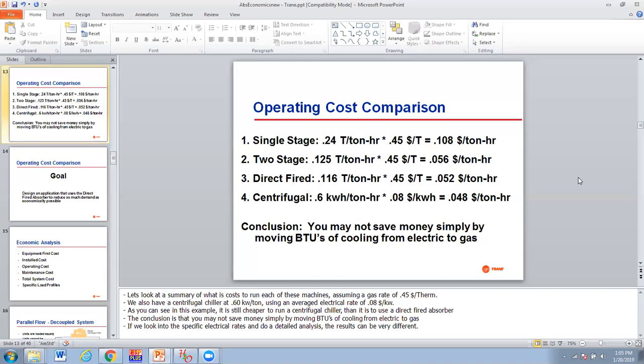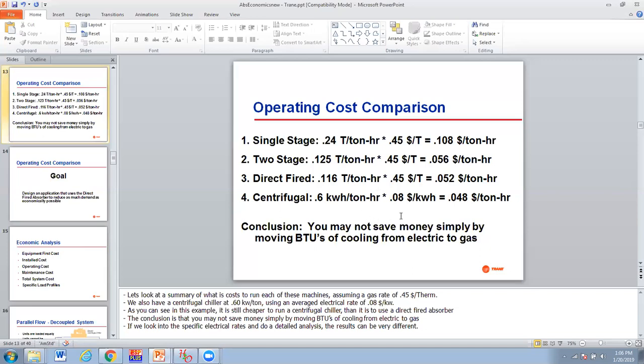If we recall, the gas requirement for the single stage was 0.24 therms per ton hour. So now multiply that times my rate, $0.45 per therm, and I get $0.108 per ton hour. I look at the two-stage, it was 0.125 therms per ton hour. So that comes out about 5.6 cents per ton hour. The direct fire was even a little bit less, 0.116 therms per ton hour. So that's 5.2 cents per ton hour.